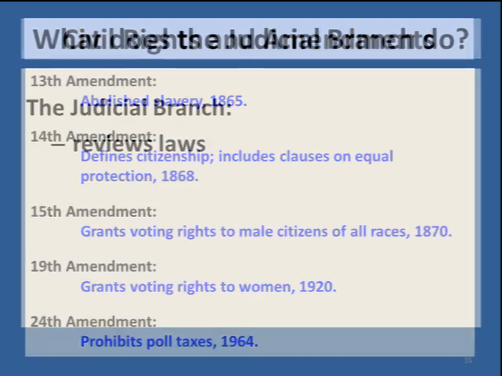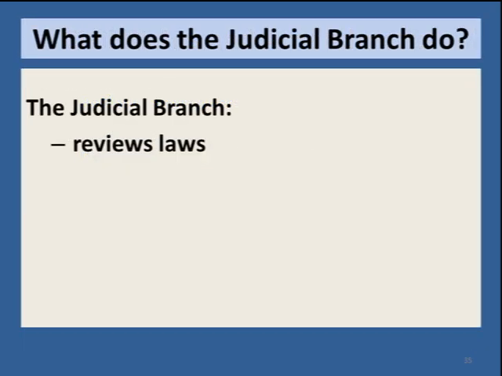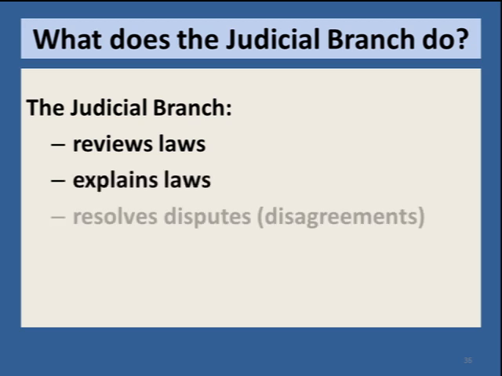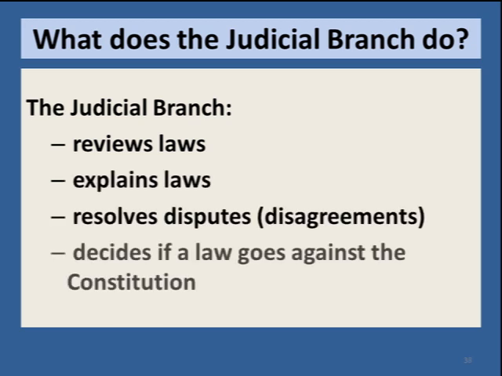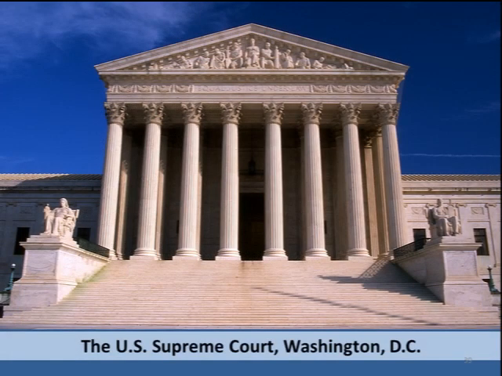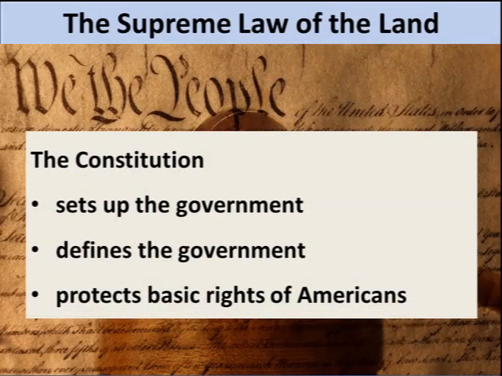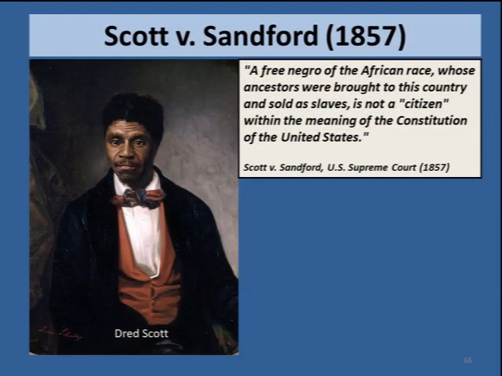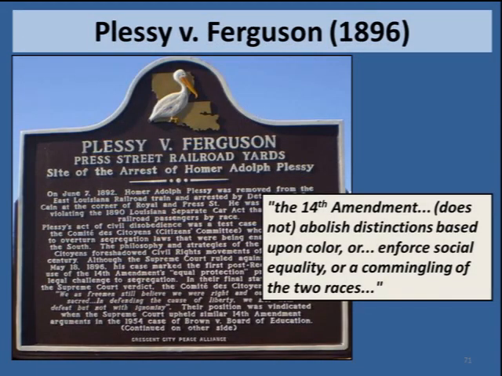The job of the judicial branch is to review laws, explain laws, resolve disputes, and decide if a law goes against the Constitution. The highest court in the nation is the Supreme Court. As the highest court in the land, its decisions are final and apply to every person and state in the country. Therefore, since African Americans were being denied rights guaranteed by the Constitution, civil rights activists often used the Supreme Court to try to gain their constitutional rights.